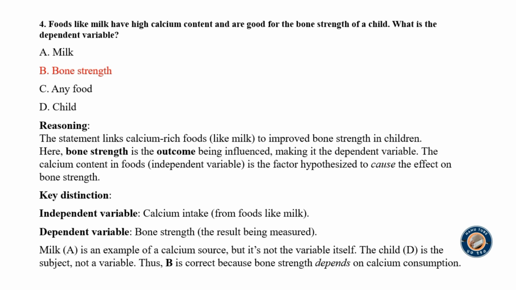Here, milk is an example of a calcium source, but it is not the variable itself. The child is the subject, not a variable. Thus, B is the correct answer because bone strength depends on calcium consumption.